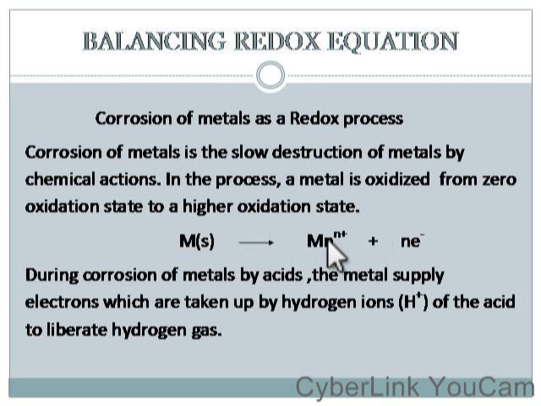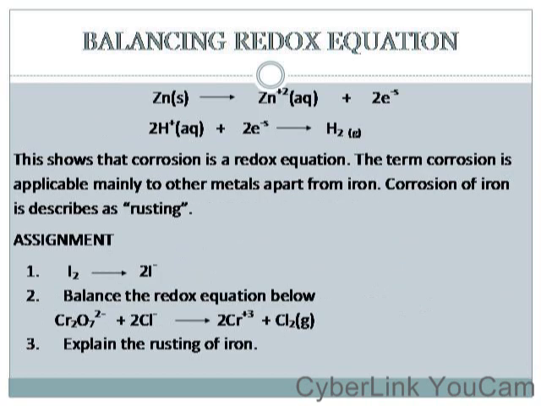And that is why I said during the corrosion of metal by acid, the metal supplies electrons, which are taken up by the hydrogen ion in the acid, to liberate hydrogen gas. And that is why I have given you an example here. Here we have zinc. For example, when zinc is reacting with, let's say, HCl now, the zinc releases the 2 electrons.